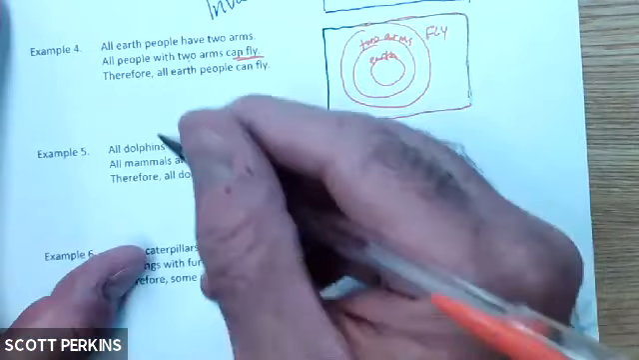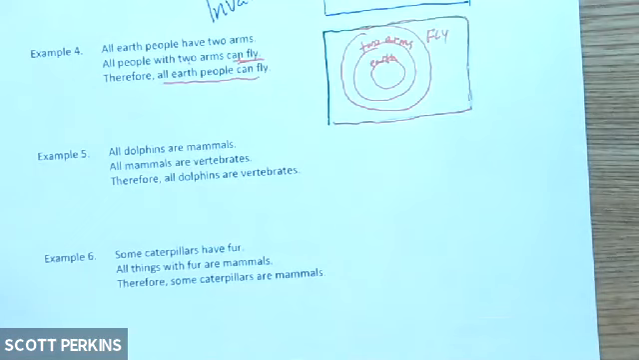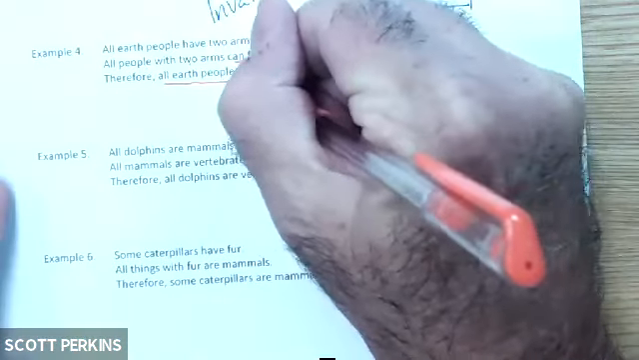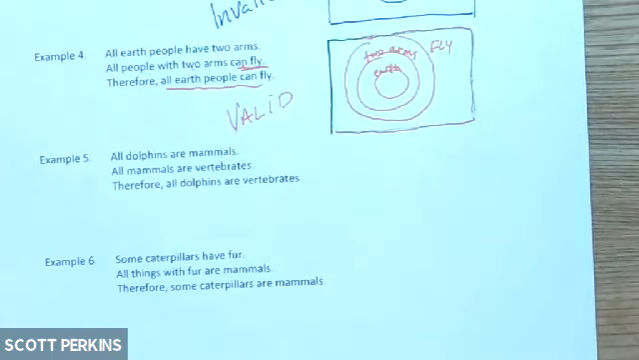So is the only conclusion that I can come to that all Earth people can fly? Is that what the drawing tells me? Is the whole Earth people circle inside the fly circle? Yes. So this is a valid argument. There's no other way that drawing could be done.